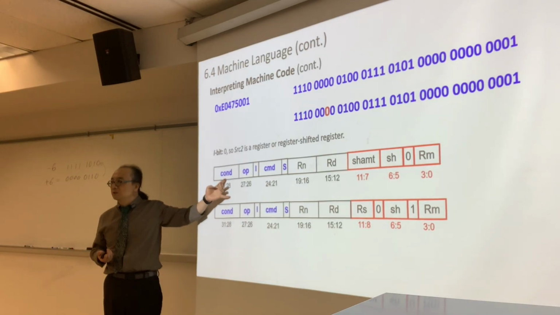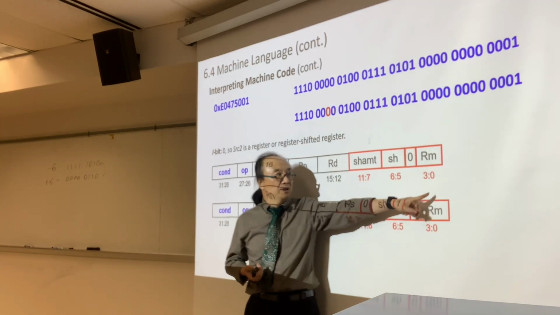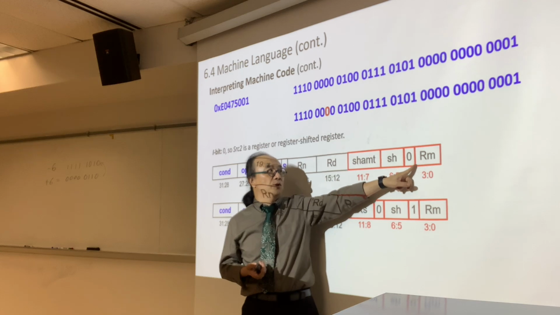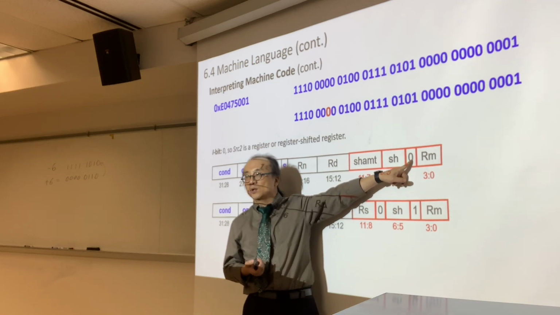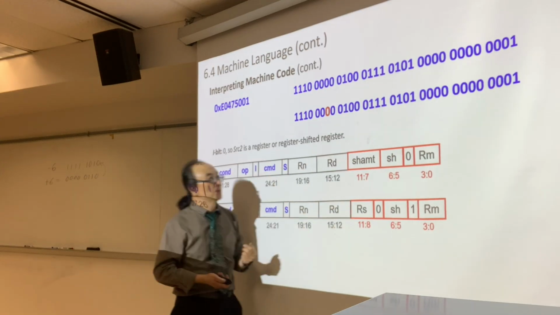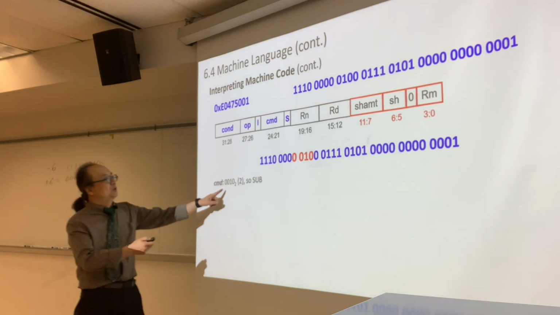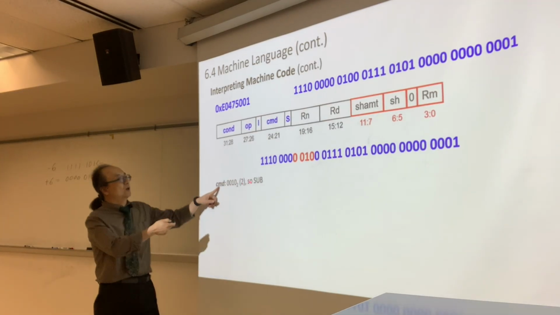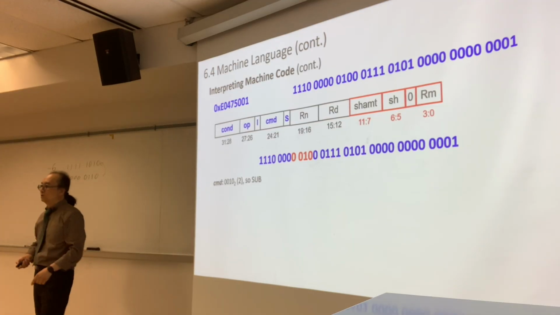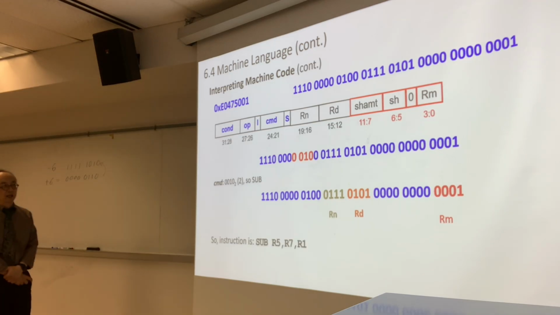Then what's next? We briefly talked about this one, right? Bit number 4: bits 0, 1, 2, 3, bit number 4. If bit number 4 is 0, it's this format. If bit number 4 is 1, it's this format. That is 0. Therefore, we're going to have the first one. So now CMD is 0010. That is a subtract. Therefore, we'll just highlight RN, RD, and RM and put it up.